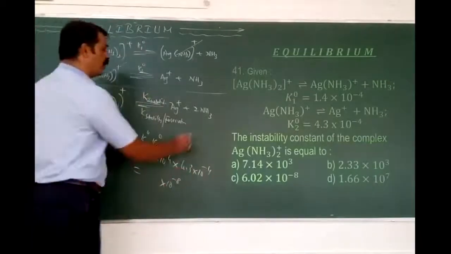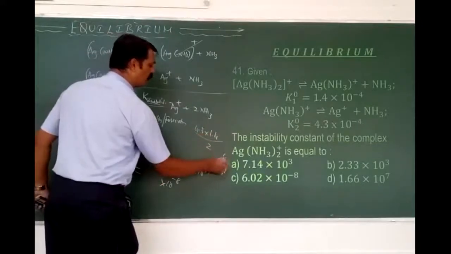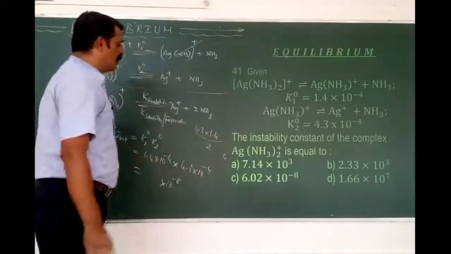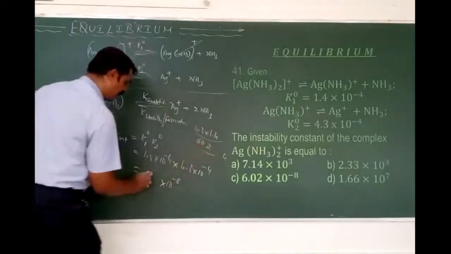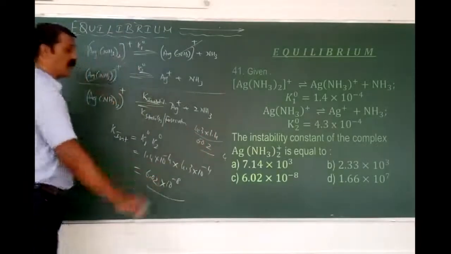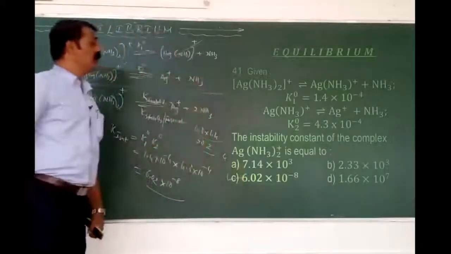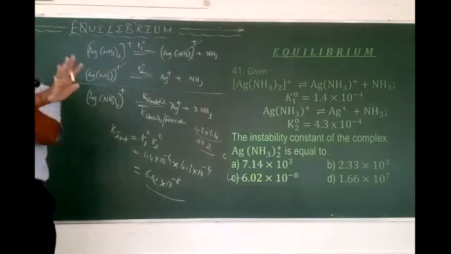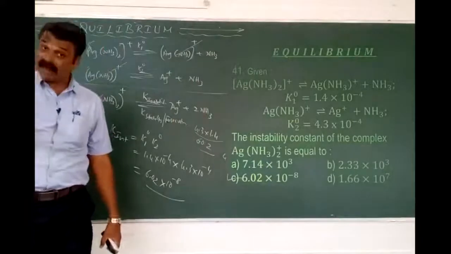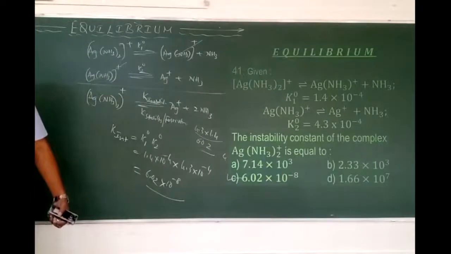What is 4.3 into 1.4? 14 3s are 42. 14 4s are 56. 56 plus 4 is 60. So it is 6.02 into 10 to the power of minus 8. Therefore, it is going to be the C option. So this is called the instability constant. The stability constant is just the reciprocal of that: 1 upon K1 into K2. We'll move on to the last.